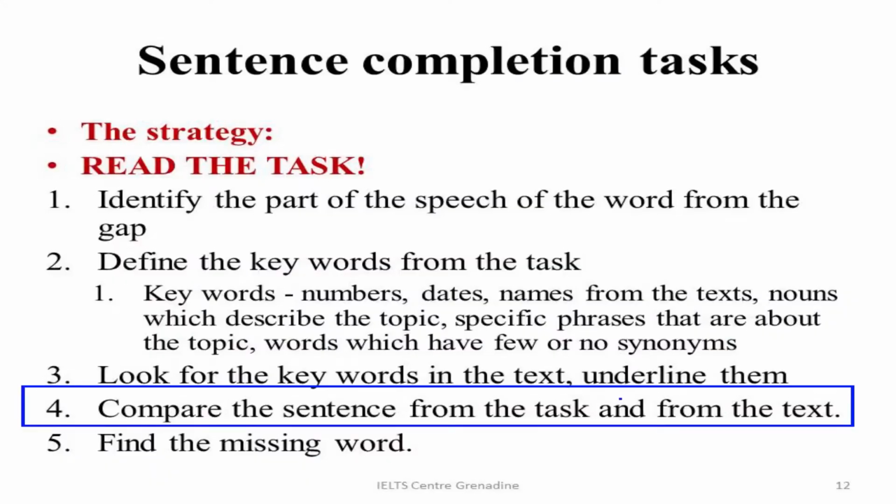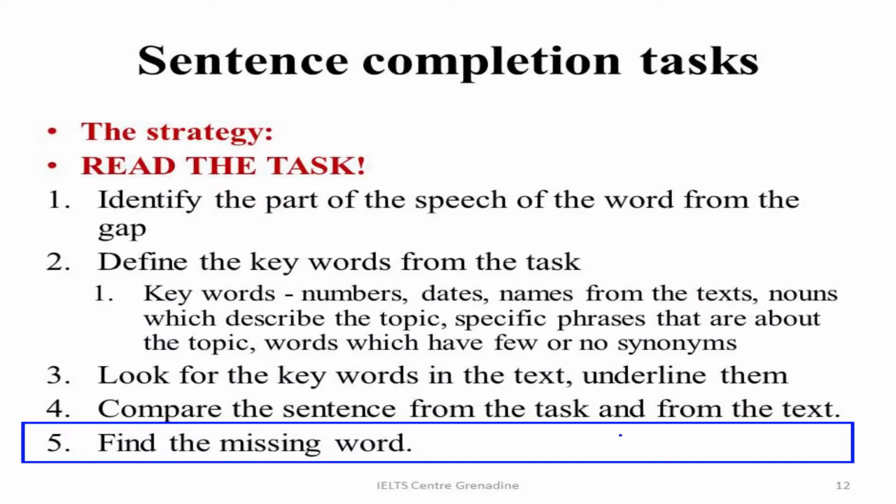So you found the keywords in the task, then in the text, underline them. Then you need to compare the sentences from the task and from the text. It means that you read only those sentences including the needed keywords that you found in the task. You look for these keywords, read the sentences with these keywords only, and then find the missing words. You're going to say, it's so simple in theory. Let's see how it's going to be in practice.